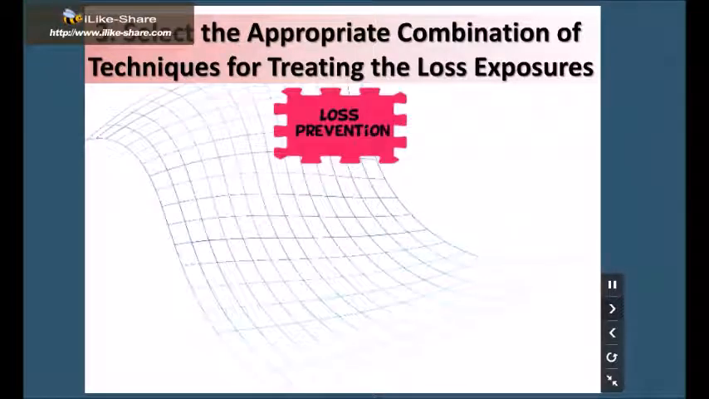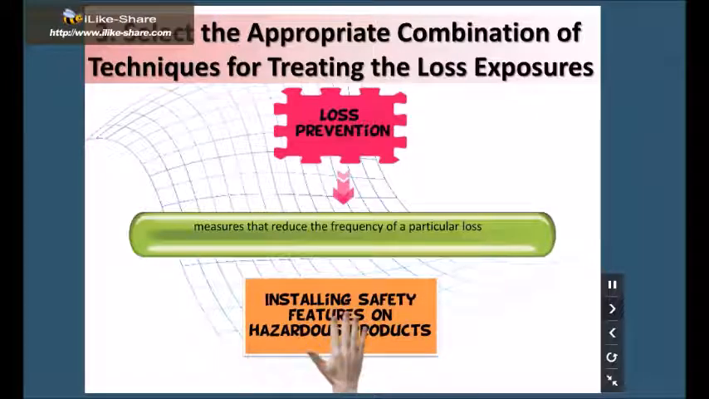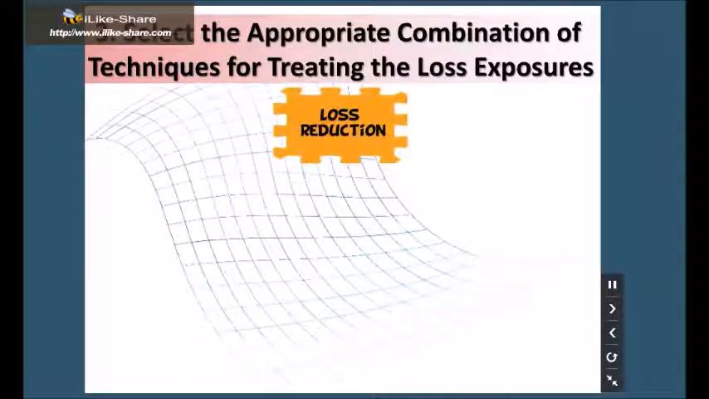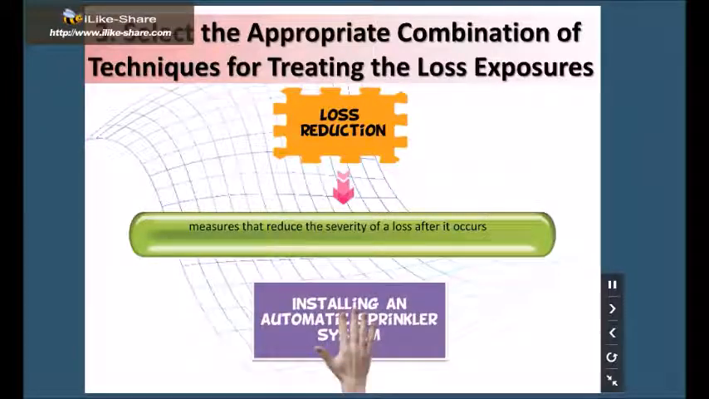Loss prevention: measures that reduce the frequency of a particular loss. For example, installing safety features on hazardous products. Loss reduction: measures that reduce the severity of a loss after it occurs. For example, installing an automatic sprinkler system.